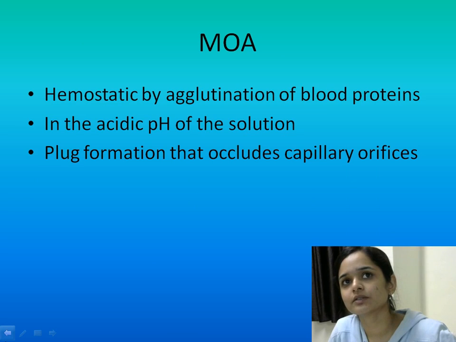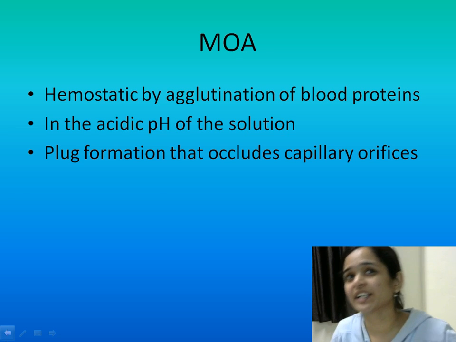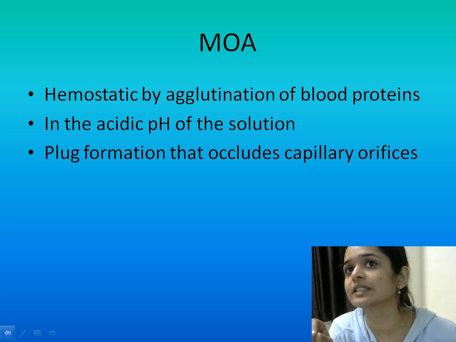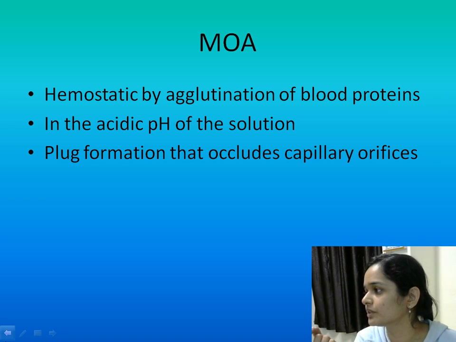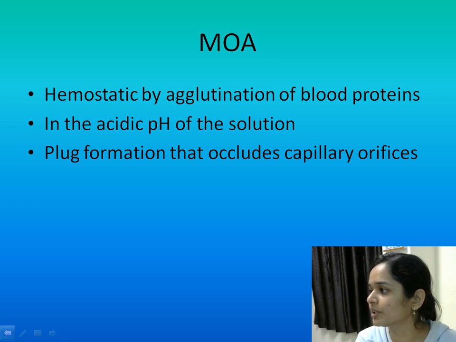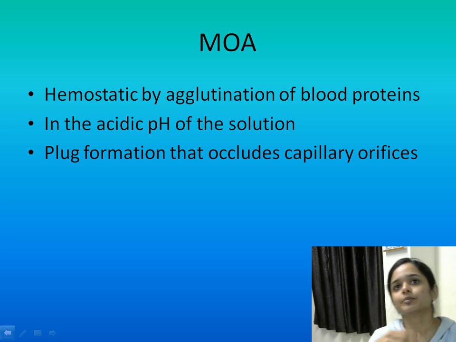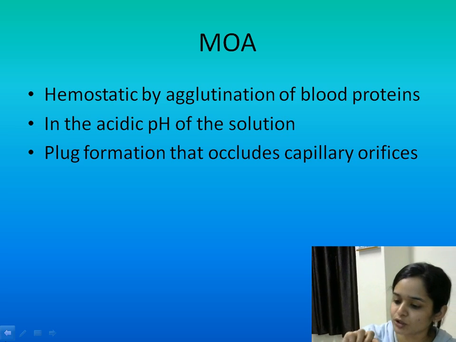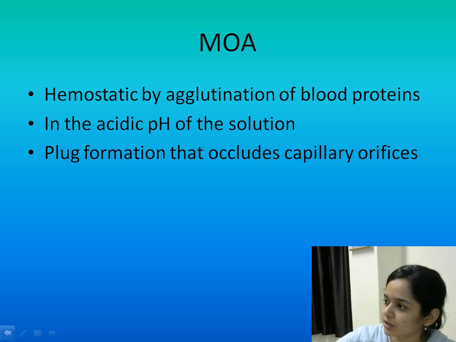How we use it is 15% for 10 to 15 seconds. It is a hemostatic agent. The mechanism of action is agglutination of blood proteins caused by ferric sulfate, and that's why the pulp will remain vital. Because of the layer of agglutinated proteins on the radicular pulp, it will not allow any irritants to pass through that layer, and the radicular pulp will remain vital.